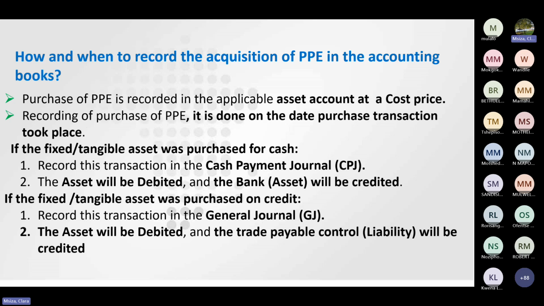Remember, if you purchase on credit, it means you are raising a creditor, meaning that you are owing someone. Therefore, we need to increase your liability by crediting it with the amount of the purchase. And the asset will be debited as we are increasing our assets by buying a new asset. It can be any of the PPE items depending on the entity.